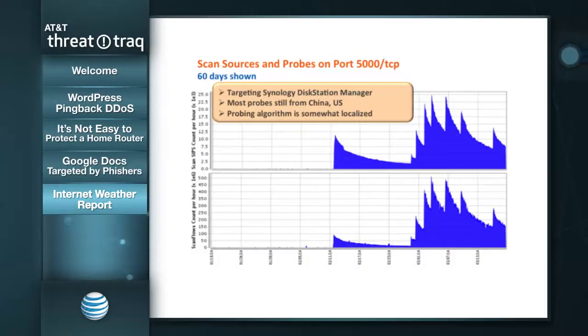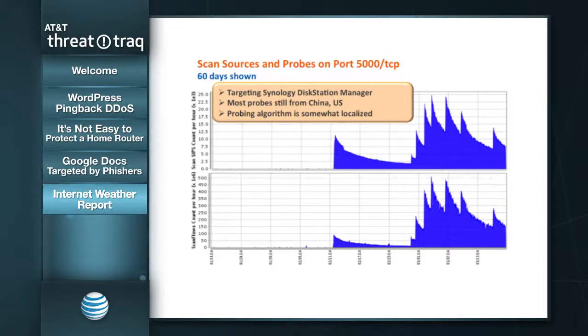All right, so let's go ahead and take a look at the internet weather for the week here, and we'll start out with the same activity that we've been talking about for the last couple weeks. This is scan sources and probes, so it's both the number of IP addresses as well as the number of probes that are taking place on port 5000 TCP.